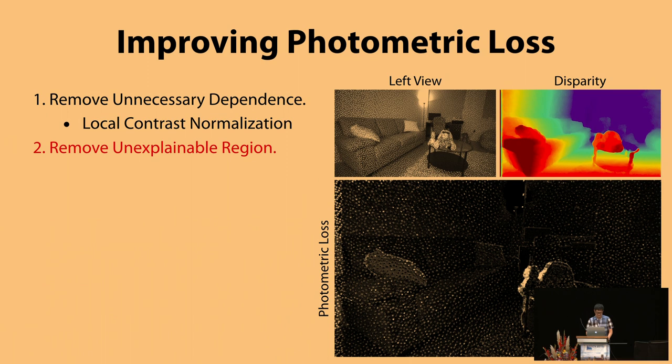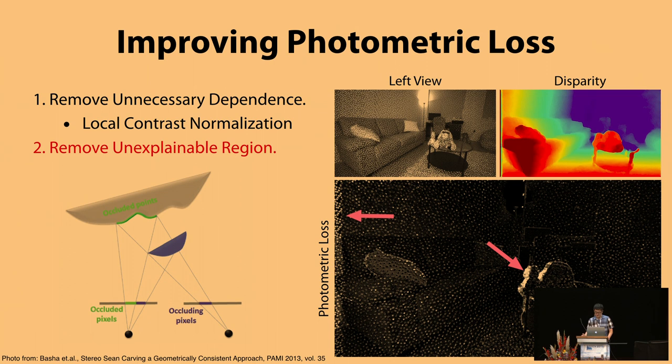Second, remove unexplainable regions caused by occlusion. We noticed that there are usually high losses near object boundaries. This is because some part of the scene is only visible in one view but not the other view due to the occlusion, such that they cannot be reconstructed, like the green area shown here. Even though the loss is high in this area, they should definitely be removed from the optimization as they cannot be explained by photometric loss.